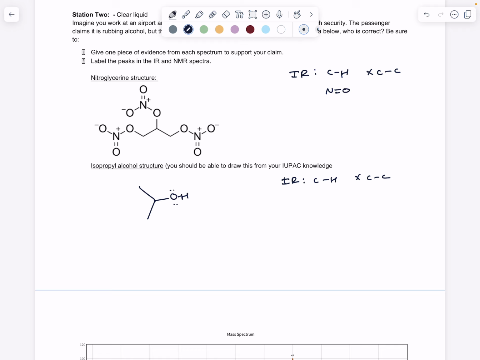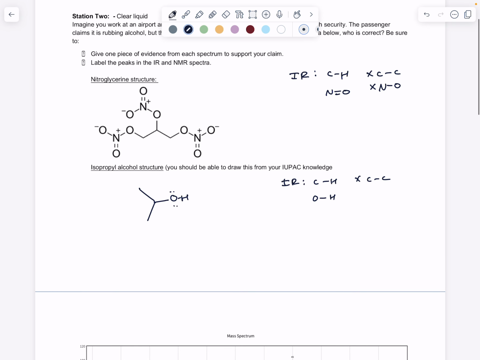For this one, we would expect to see an oxygen-hydrogen single bond. So that's what we are expecting to see. There's no other major bonding that I see. Nitrogen-oxygen single bonds I don't think would be helpful. So this is what I'm looking for. And what else do we know is that if we have things involved in hydrogen bonding, it's usually going to be broad. So our alcohol is probably going to be broad.